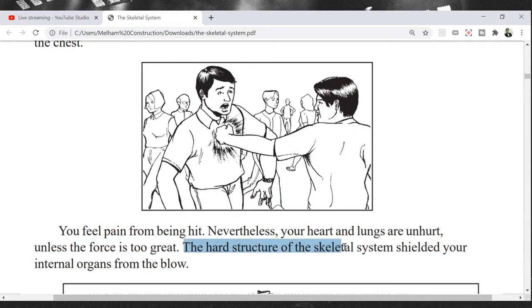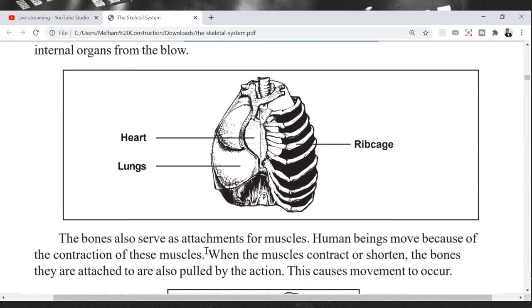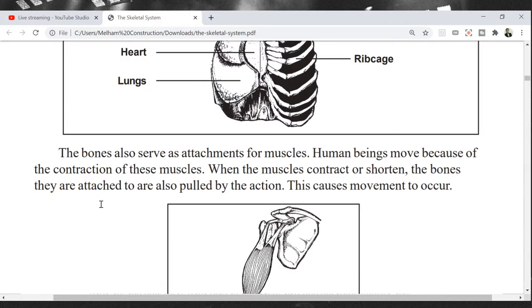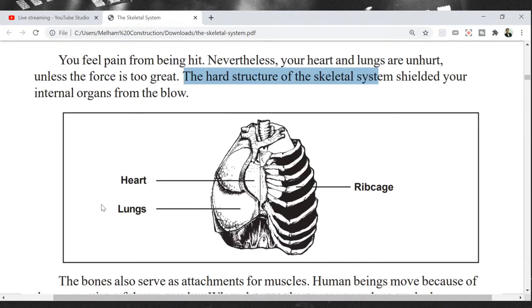The hard structure of the skeletal system shielded your internal organs, na tinatawag na rib cage. Nagsusupport sa puso, saka sa lungs. Kaya pag tinusukan ng ice pick, sa lungs kasi diretso yun. Tumatagos siya. In that way, hindi ka naprotektahan ng buto mo. Kaya mas delikado.